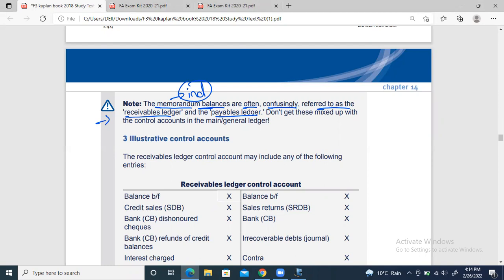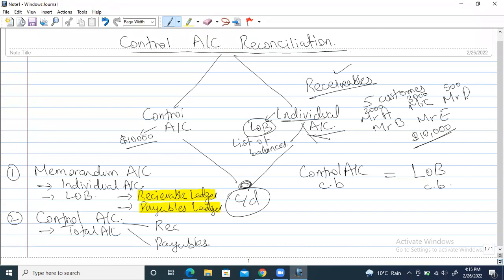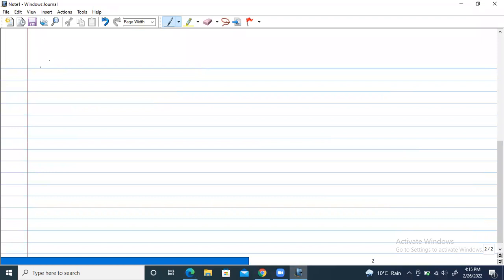Ledger literally means T account, right? So any kind of T account which contains individual balances is known as a memorandum account. So don't get these mixed up with the control accounts in the main general ledger. These two accounts are different. Now let's move on to the second thing over here. Just like in the last chapter, in the bank reconciliation, this control account reconciliation also has some formats.